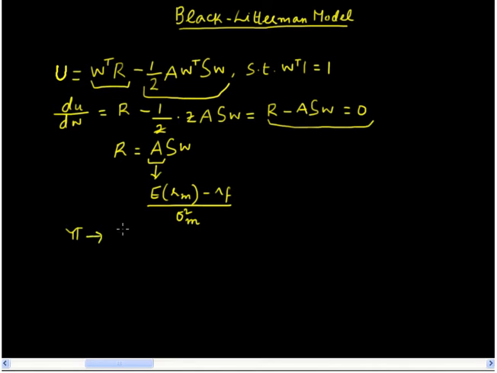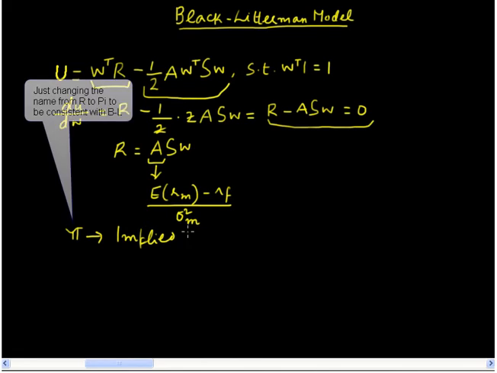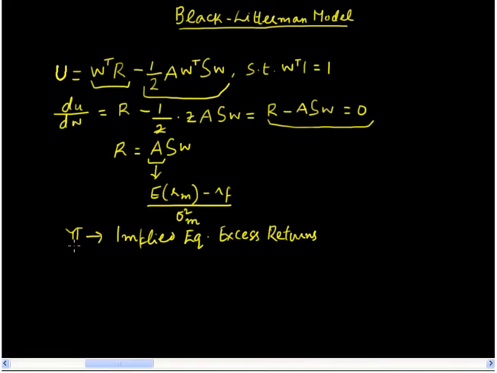So pi means our implied equilibrium excess returns. So that we don't have to write this whole long thing again and again, we can simply call this vector pi. Now let us introduce our views about the stocks that comprise the portfolio.